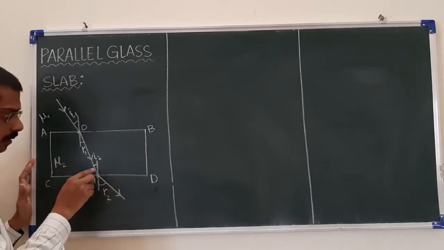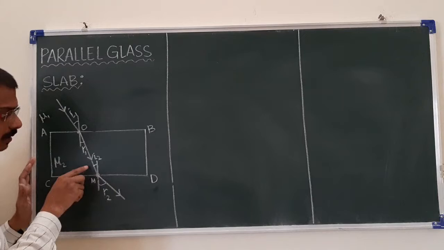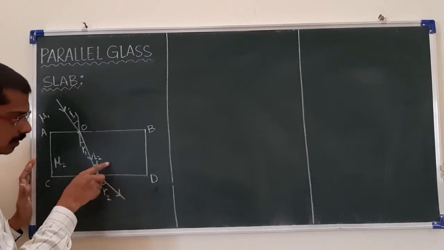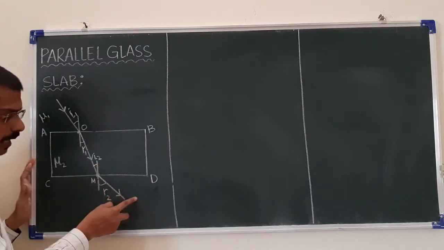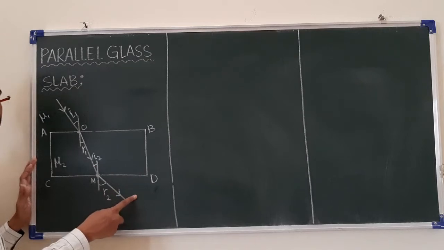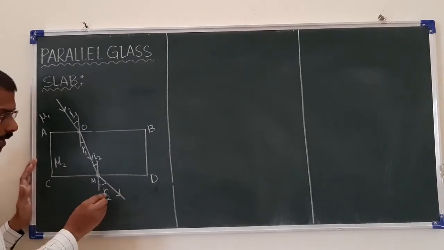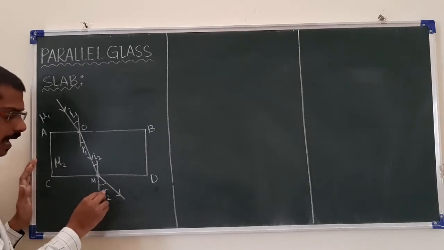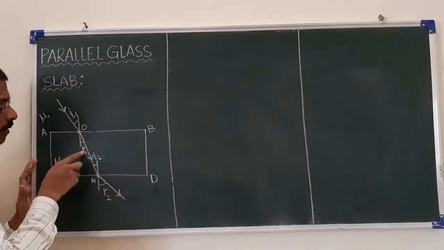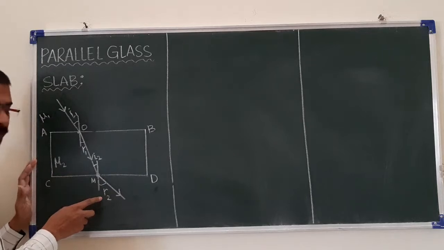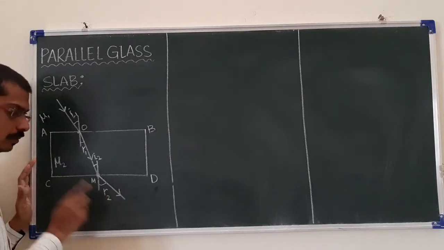Again at point M, the ray travels from glass to air. Glass to air means the refractive index decreases. That's why it bends away from the normal. Now this angle we can call the second refraction. This is the first refraction, this is the second refraction. That's why I am writing R2.